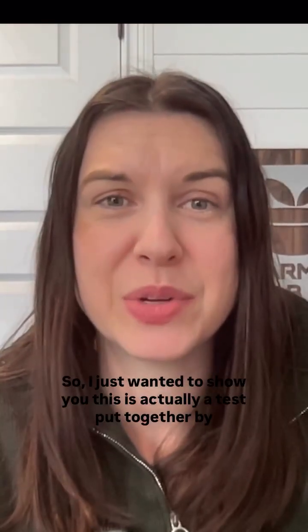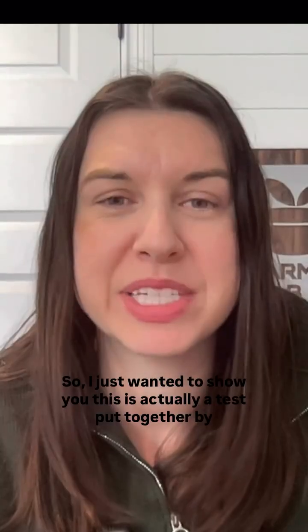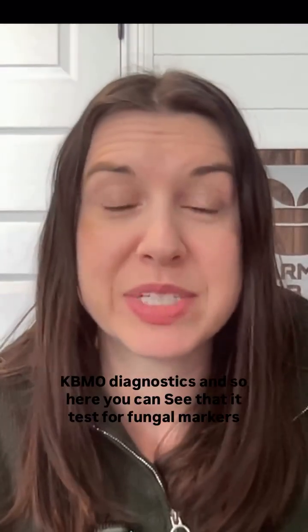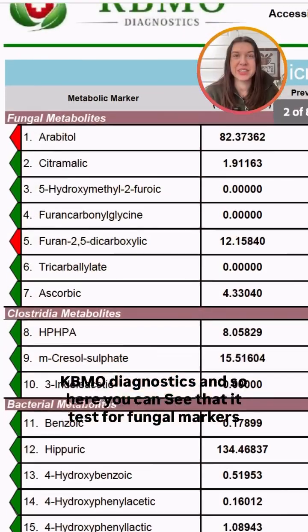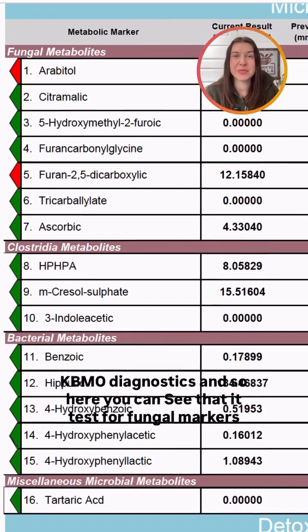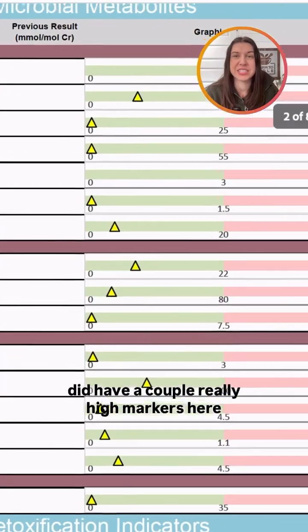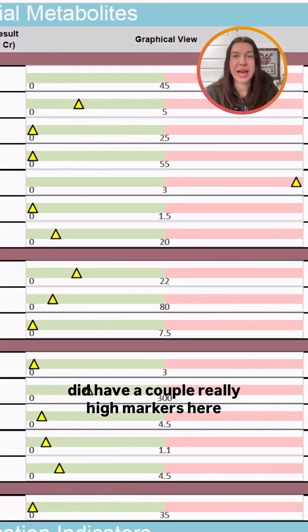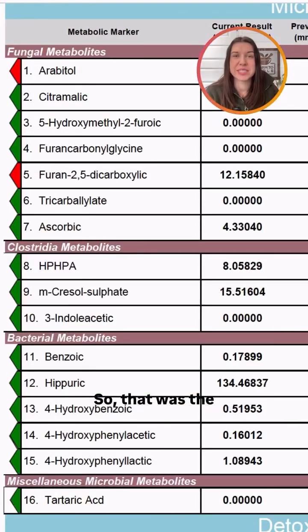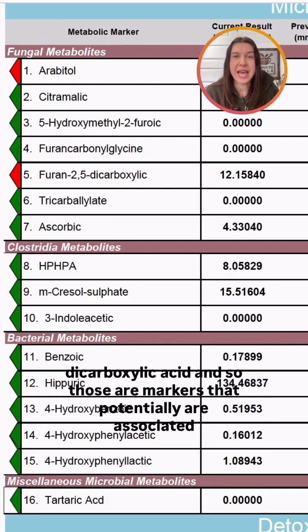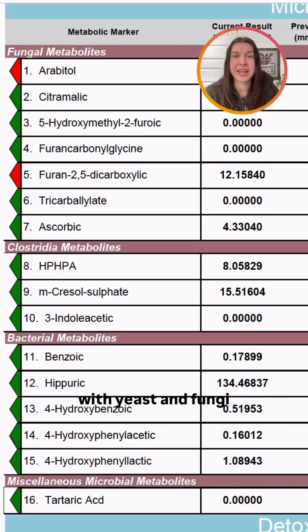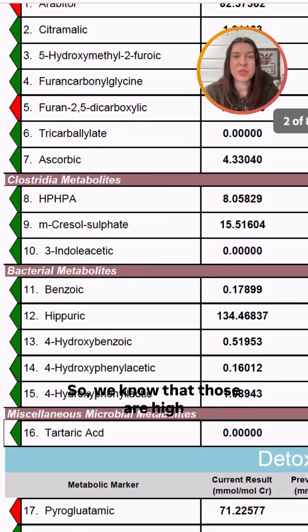So I just wanted to show you, this is actually a test put together by KBMO Diagnostics. And so here you can see that it tests for fungal markers. I'm just going to move it over on the screen so you can see that she actually did have a couple really high markers here. So that was the arabitol and the furan 2,5 dicarboxylic acid. And so those are markers that potentially are associated with yeast and fungi. So we know that those are high.